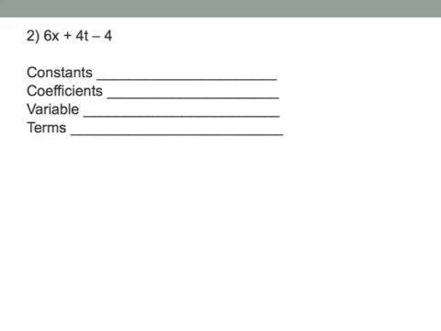Go ahead and pause the video and do the second you try. So for this one, our constant would be a -4. Our coefficients would be 6 and 4. Variables would be x and t. Terms would be, we have 3 of them, and they would be 6x, 4t, and -4.